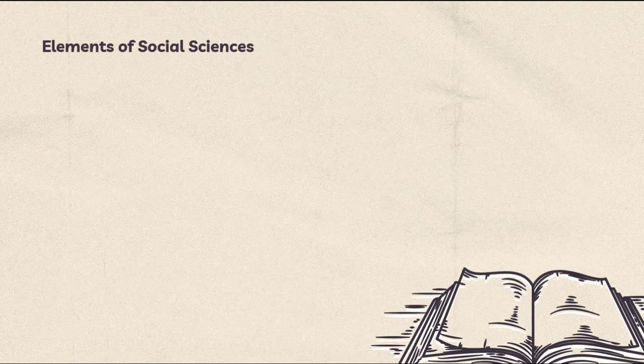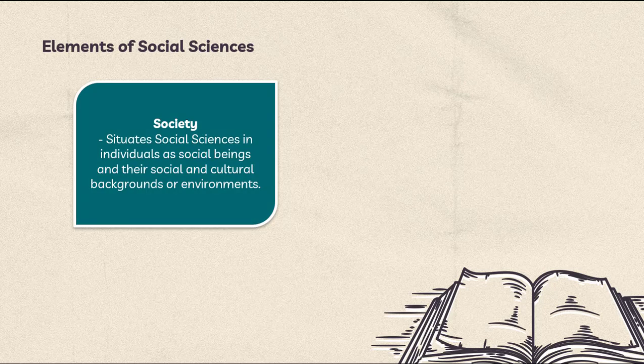Elements of social sciences. There are two substantial elements of social sciences. First is the society. Society situates social sciences in individuals as social beings and their social and cultural backgrounds or environments, such as how societal issues are affecting individuals' lives.